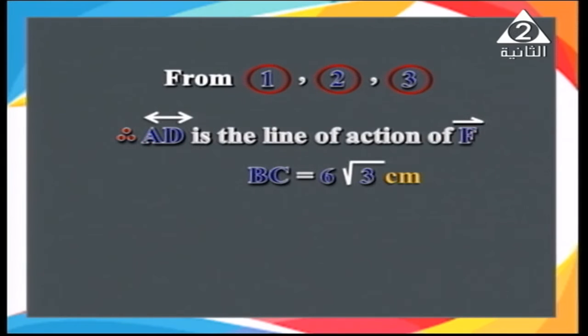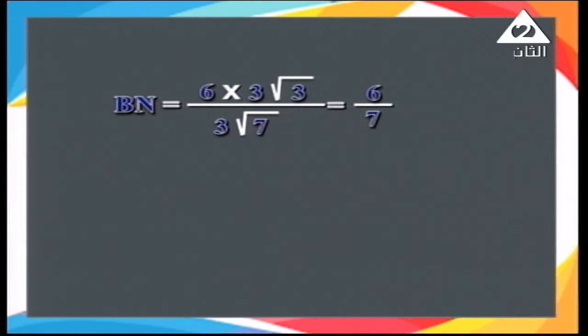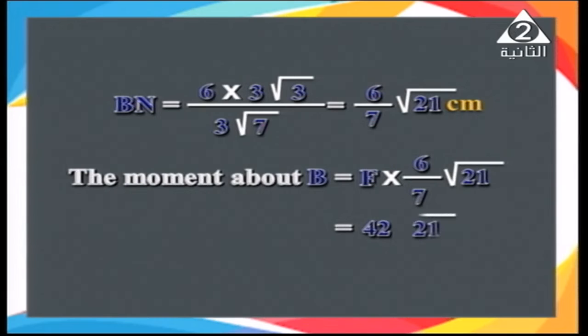BC equals 6 root 3 centimeter. Also BD equals 3 root 3. AD equals, by using the Pythagorean theorem, 3 root 7 centimeter. Then BN equals 6 times 3 root 3 over 3 root 7, which equals 6 over 7 root 21. The moment about B: F times 6 over 7 root 21 equals 42 root 21. Then F equals 49.